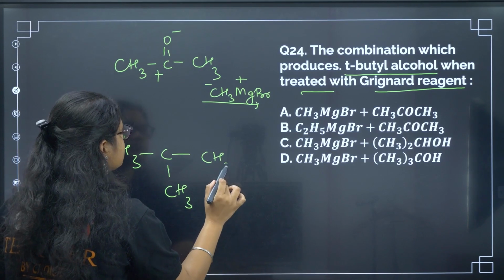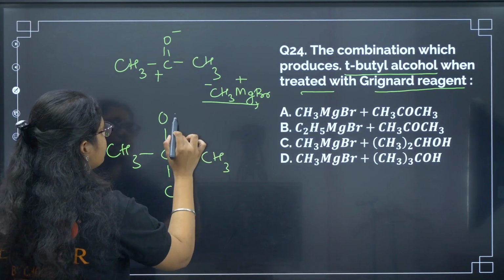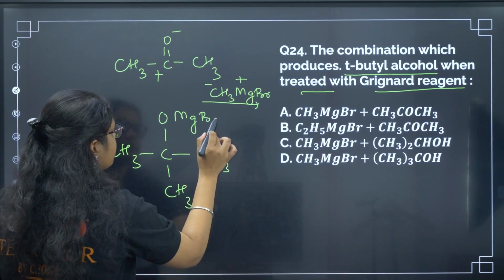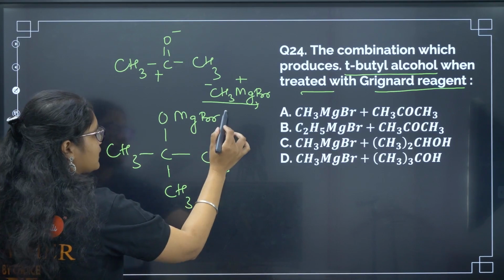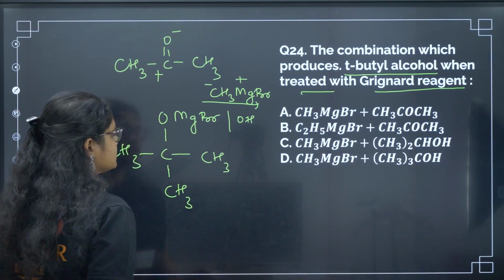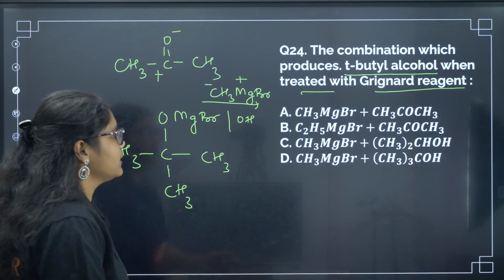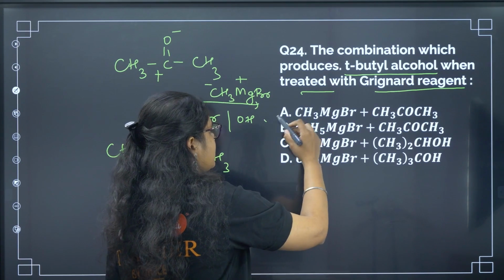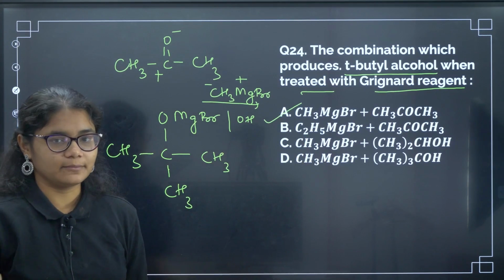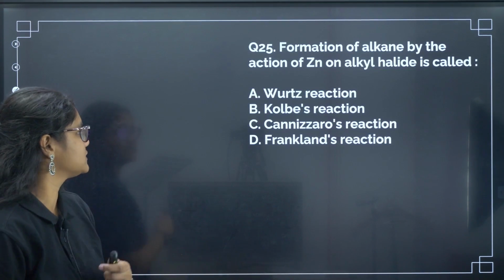Again we have CH3 and then we have O, then MgBr, right? With hydrolysis, this OMgBr will be converted to OH, right? So we will get a tertiary alcohol from here, that is tert-butyl alcohol. So the correct answer for this question is option number A. Very easy reaction based question.